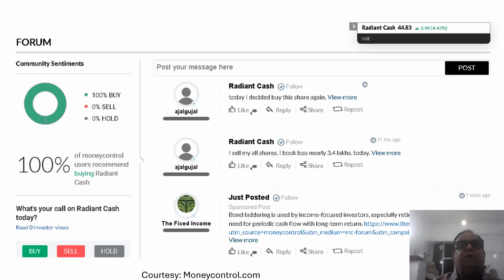I'm trying to get into that same company, Radiant CMS. Now the price is 44.83. You can see at 44.83, what people have been talking about is almost good. Everybody is talking about you should buy.